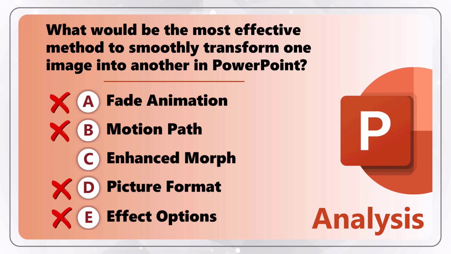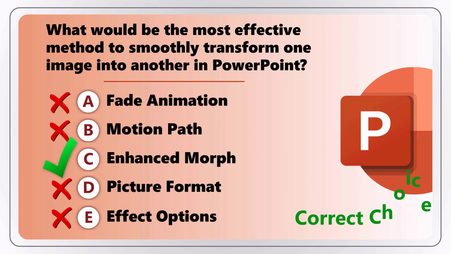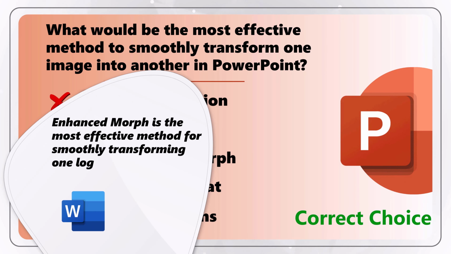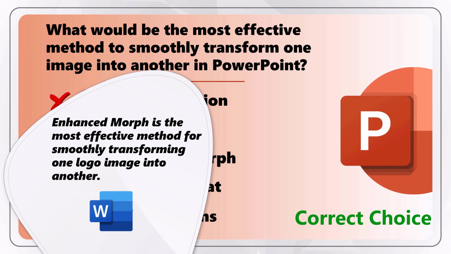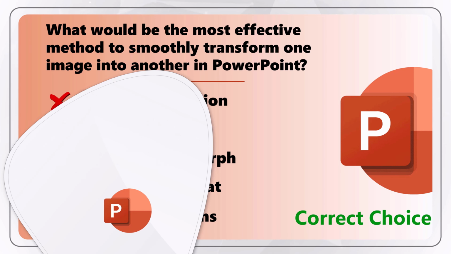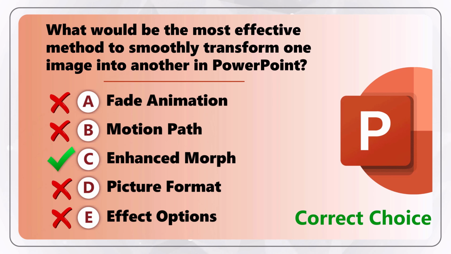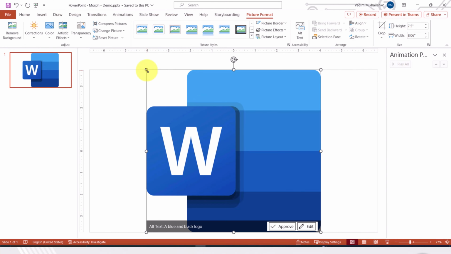Which leads us to the correct choice C, enhanced morph feature. Enhanced morph is the most effective method to smoothly transform one logo image into another inside PowerPoint. This allows for seamless transitions, and it is specifically designed for this purpose. Morph transformation is extremely easy to use.